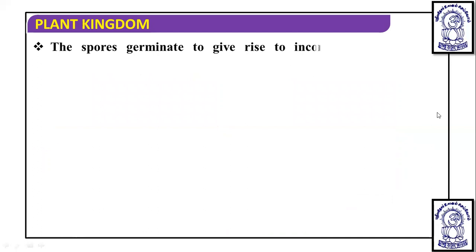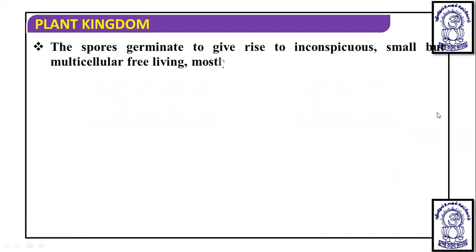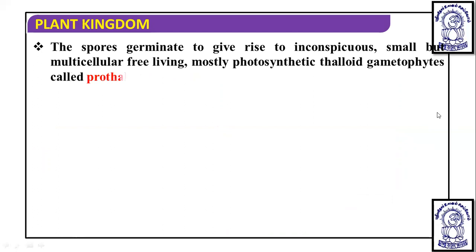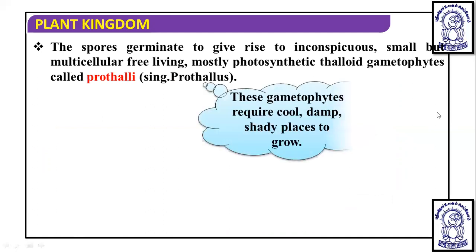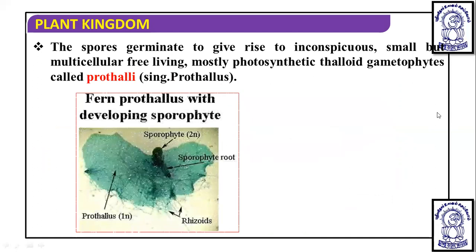Then if we talk about the spore, it germinates to form an inconspicuous, small, multicellular, free-living, mostly photosynthetic, thalloid gametophyte that is known as prothallus, which we have discussed, and the gametophyte requires cool, damp and shady places. You can see this is the prothallus diagram of a fern, and in this prothallus you can see the rhizoids and the sporophytic body. They have some root-like structures, known as rhizoids.